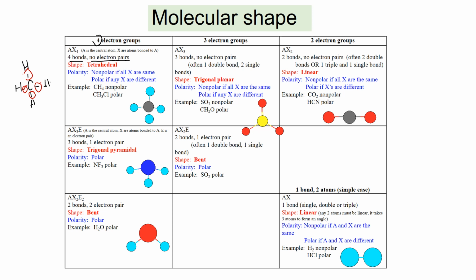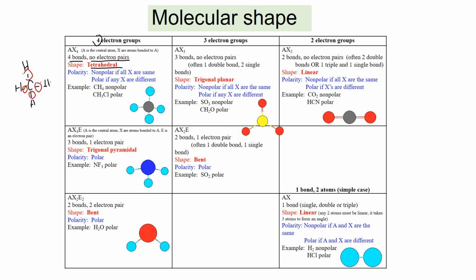And so the shape of 4 atoms trying to get as far away from each other as possible is called a tetrahedral. This is a 3-dimensional shape. Each angle is 109 degrees. It's like a tripod with one sticking up. Future slides show this shape a little bit better, and we'll talk about it more. So if you have 4 bonds and no electron pairs, your shape is tetrahedral.